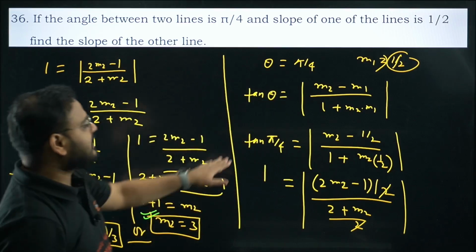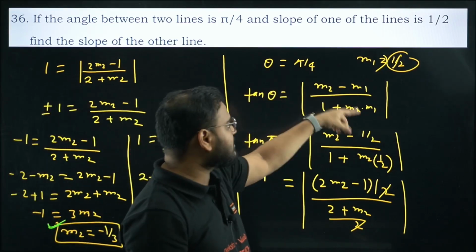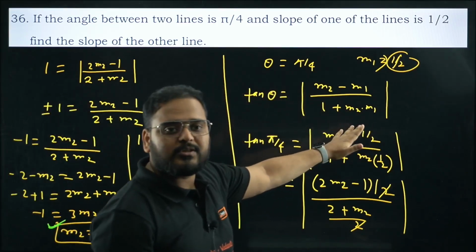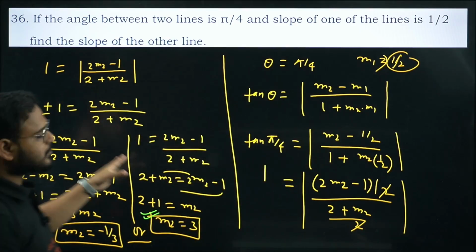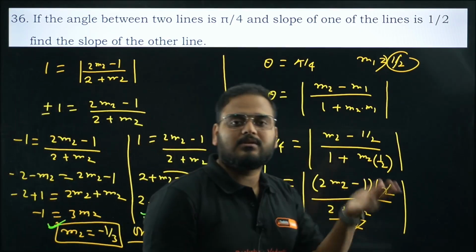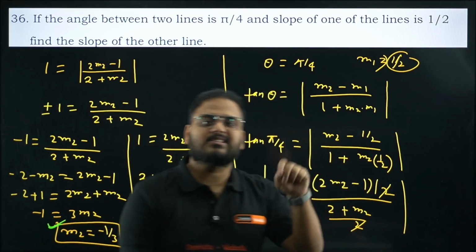The formula for tan theta, the angle between two lines, is how you write it: m2 minus m1 upon 1 plus m2 m1. I hope this is all visible to you. Let me know if you want clarity about this question; put it in the comment section. Put question number 36 if you have a doubt like this.